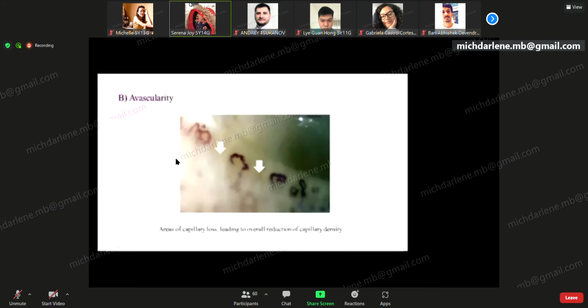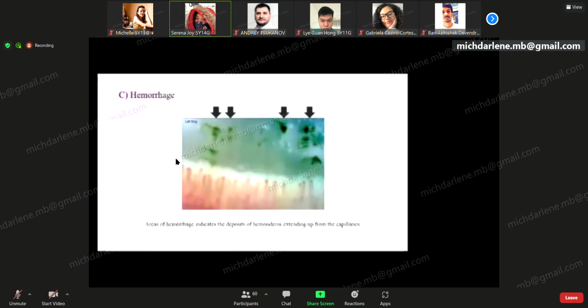Avascularity, absence of vessels. Hemorrhage. Areas of hemorrhage indicate the deposit of hemosiderin extending up from the capillaries.